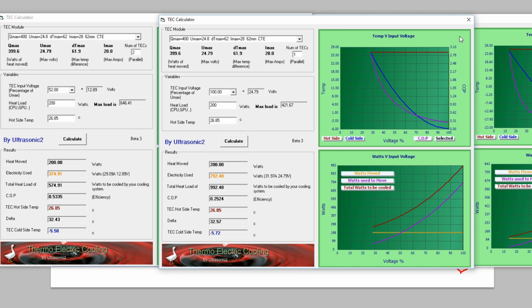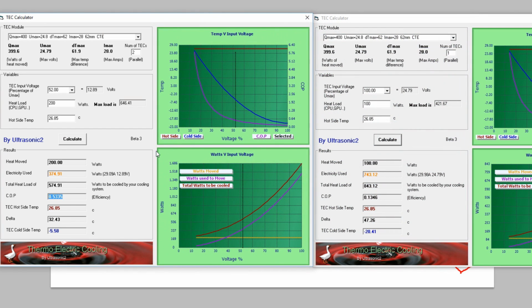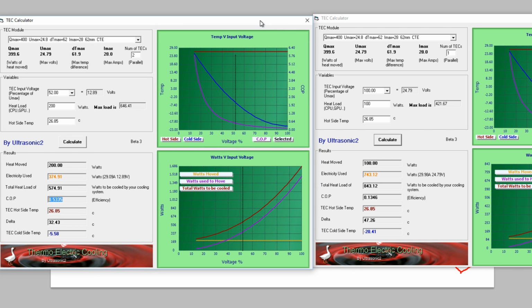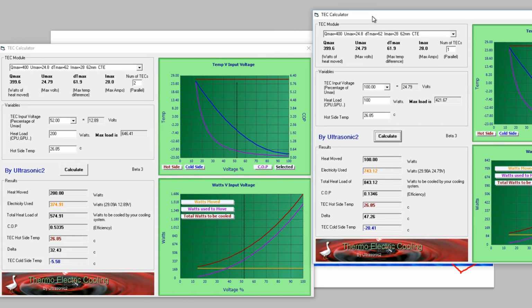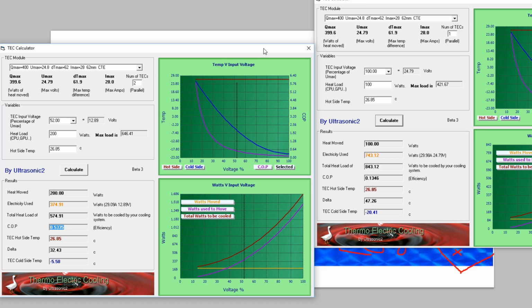So let's go back to TEC stacking. Okay. So we're going to, I guess, move them something like this. We'll go back to one. And so this indicates one TEC on top of the other one.